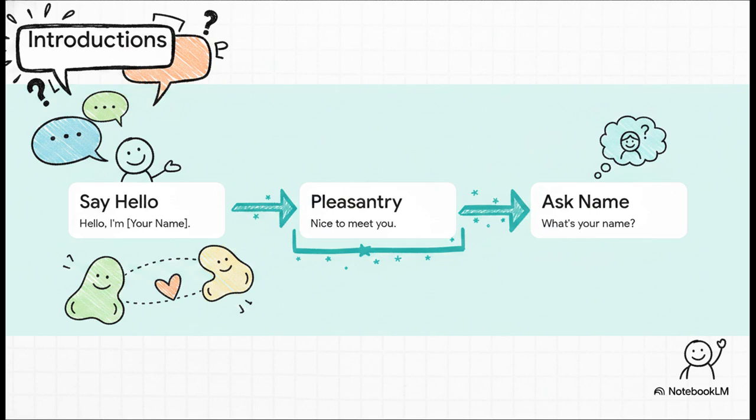It's as easy as 1, 2, 3. Step 1, you state your name. Step 2, you tell them it's nice to meet them. Step 3, you ask for their name. Let's try the formula together.